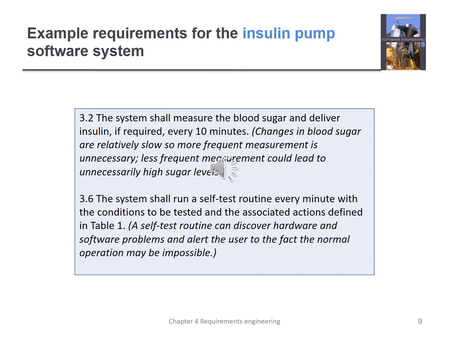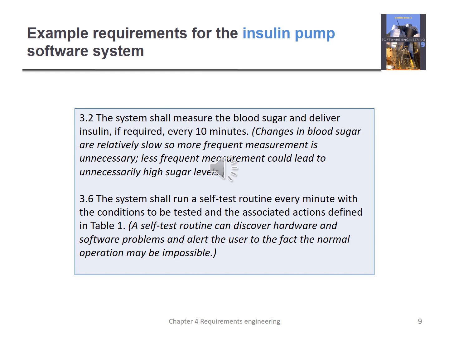Let's look at an example requirement for the insulin pump, case study 1. Requirement 3.2, the system shall measure. So we use shall here. The system shall measure the blood sugar and deliver insulin, if required, every 10 minutes. Well, it's clear. But what's the rationale behind this one? Why 10 minutes? Between two parentheses, they put the rationale. Changes in blood sugar are relatively slow, so more frequent measurement is unnecessary. Less frequent measurement could lead to unnecessarily high sugar levels.